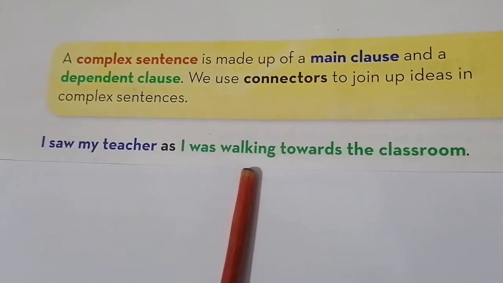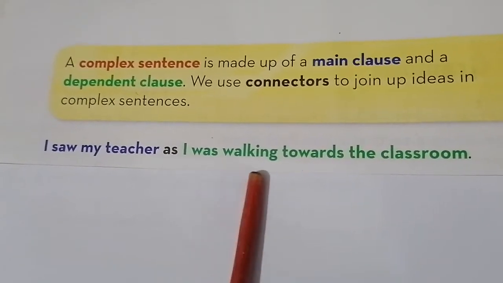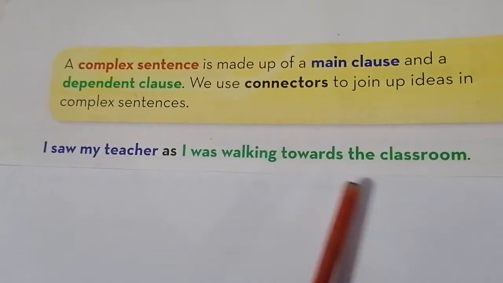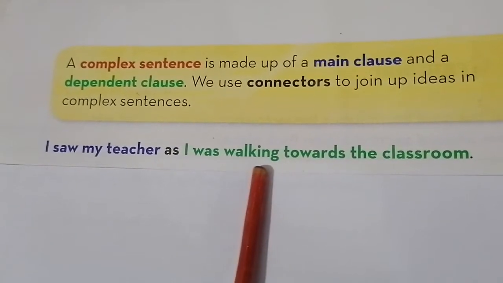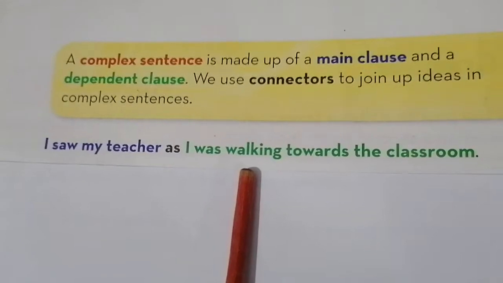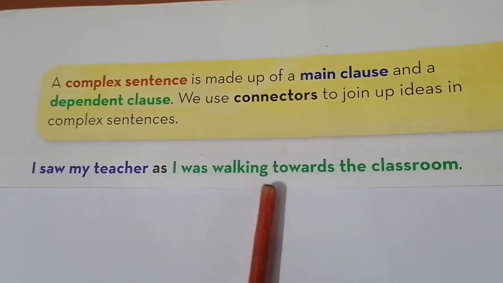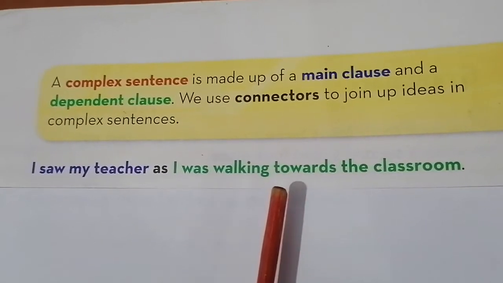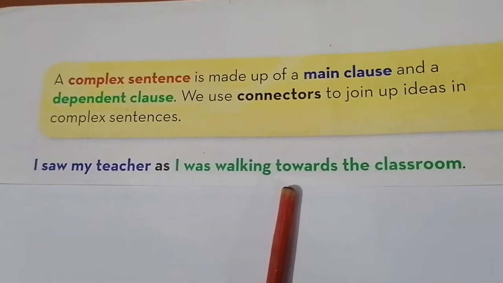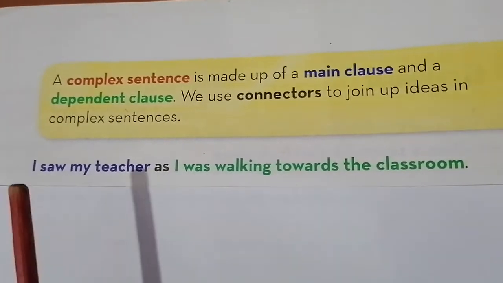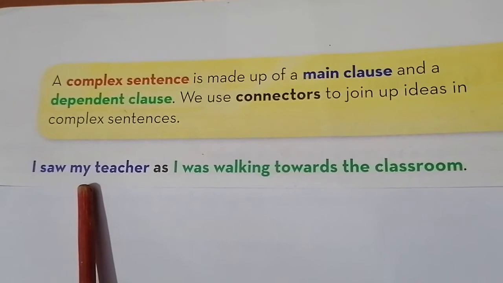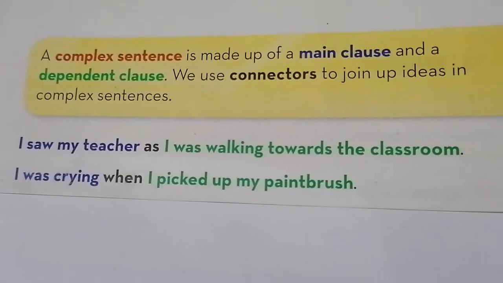Now look at the next part of the sentence. I was walking towards the classroom. These green words are a dependent clause. As you can see, this information is insufficient and this dependent clause depends on the main clause, or you can say independent clause.